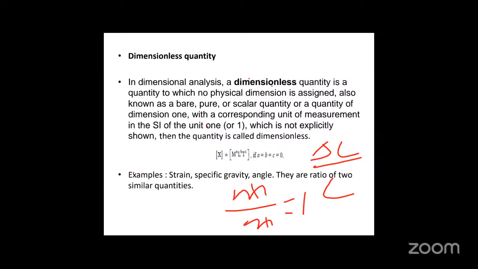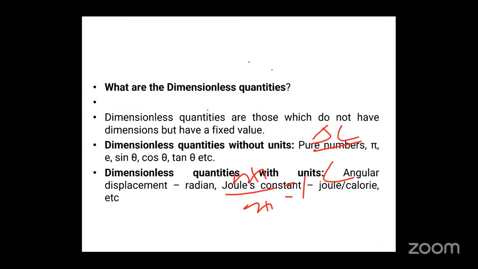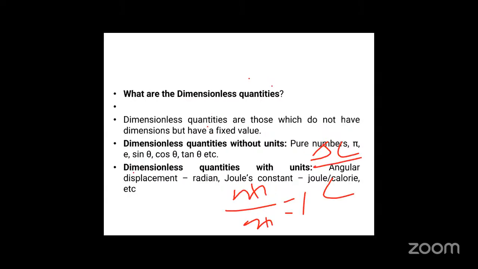So any physical quantity whose dimension is said to be dimensionless is said to have an SI unit of 1. That is what we can say, because the unit must have cancelled out, so it has the unit of 1. So that is a dimensionless quantity. A dimensionless quantity has a unit of 1.